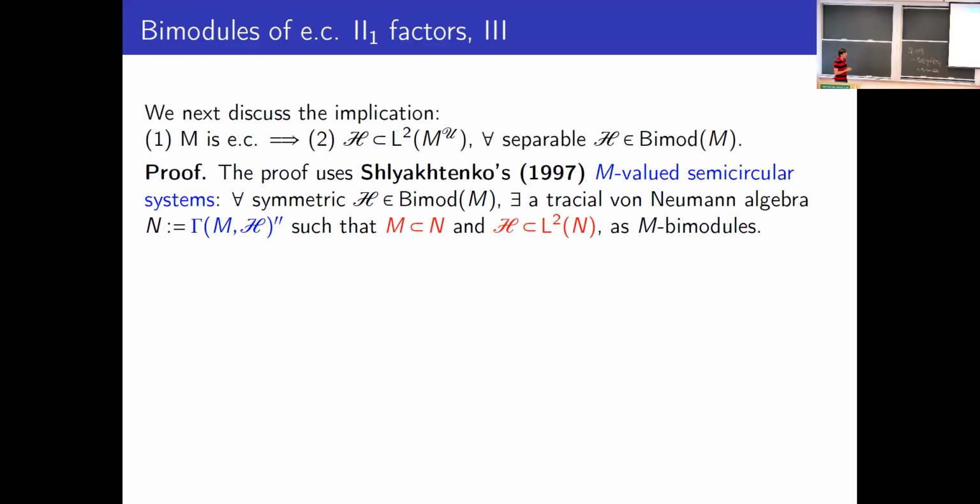I won't define what these are, but very briefly, if you have a symmetric bimodule, so this is an M bimodule together with an involution that has certain properties, then you can always build a tracial von Neumann algebra N, denoted Gamma of M and H. This is a tracial von Neumann algebra that contains M and has the property that as an M bimodule, H is contained in L2 of N. So this tells you that really any M bimodule can be realized as a sub-bimodule of L2 of N, where N is a larger II_1 factor than M.